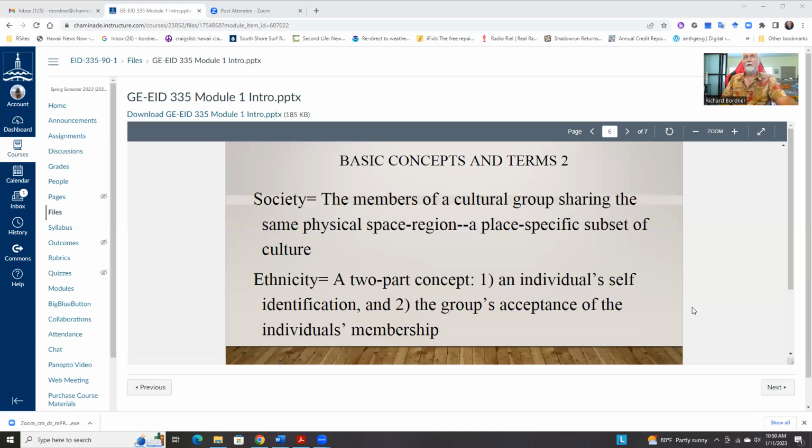Ethnicity is an entirely different term. Ethnicity is a real tricky term. It's incredibly popular right now. We use it a lot here in Hawaii, and it's probably one of the most abused or misused terms that I know of. Ethnicity actually has two requirements. The first requirement is the individual identifies themselves as being part of that group. Second is that group has to accept the individual's argument or the individual's identity.